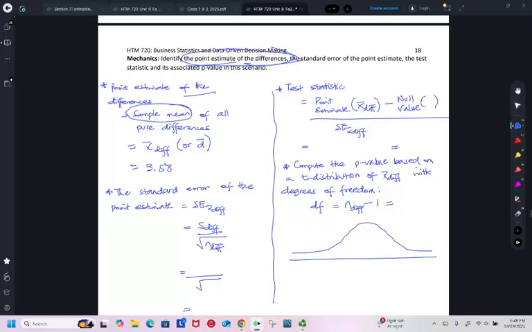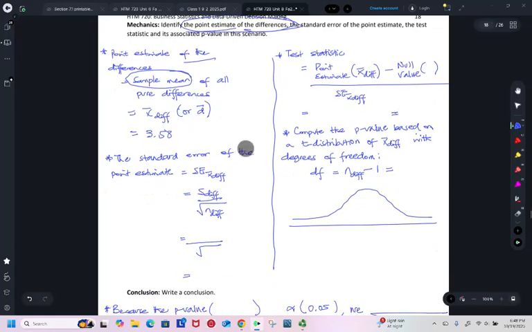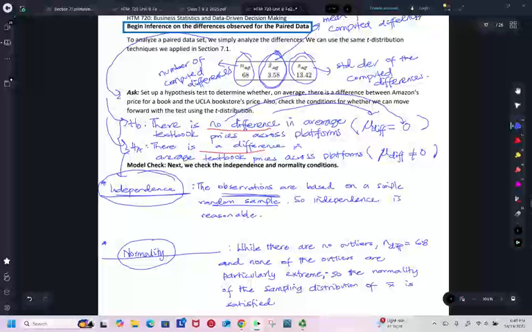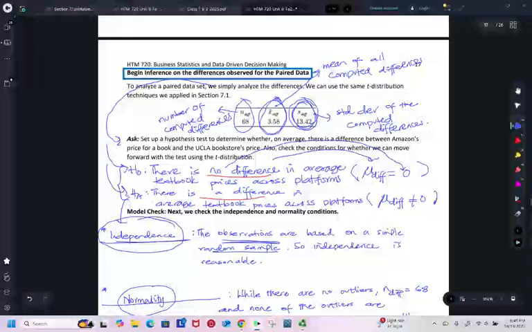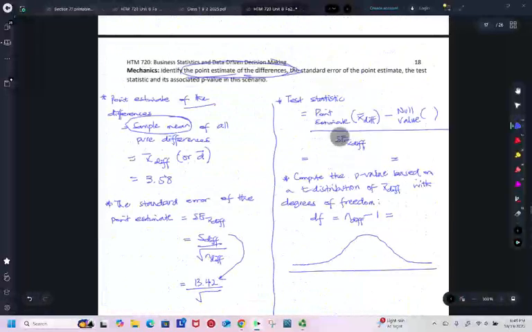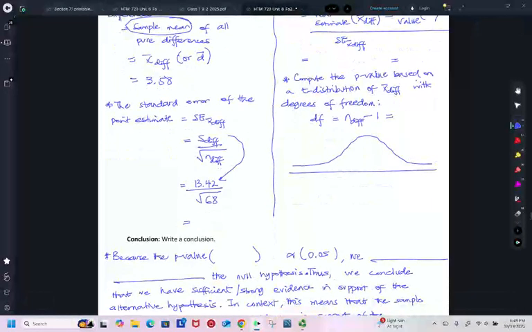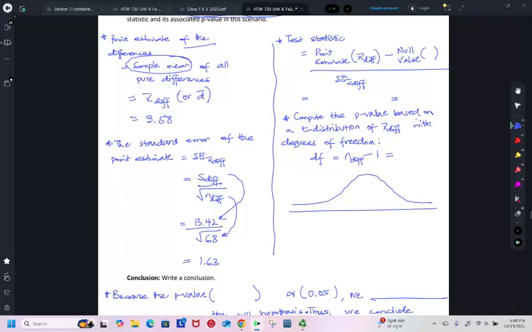Now that we have the point estimate, the next thing will be to find the standard error of the point estimate. That requires finding the standard deviation of all the differences. That is 13.42 from the given values, divided by the square root of the number of differences, which is 68. And that will give us 1.63. Unfortunately, we cannot do this in StatCrunch unless we have the raw data values, which we do not have access to in this case. So we're working based on the summary statistics.